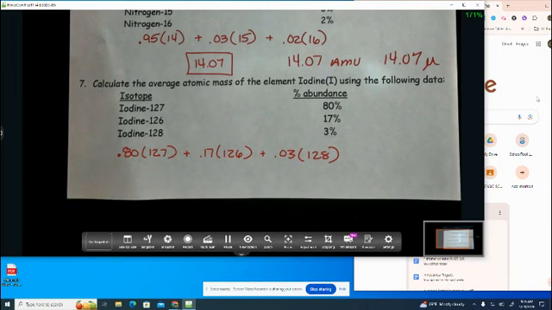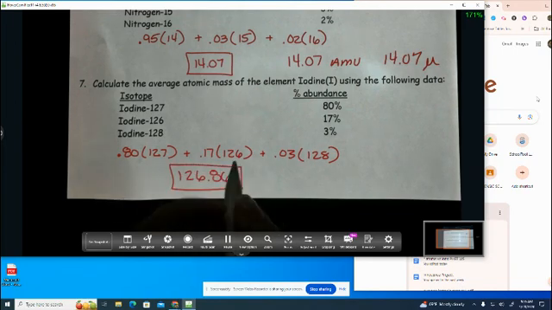0.8 times 127 plus 0.17 times 126 plus 0.03 times 128 equals 126.86. And see how it came close to 127? That's a way to double check your answer. Okay? Any questions on this stuff?